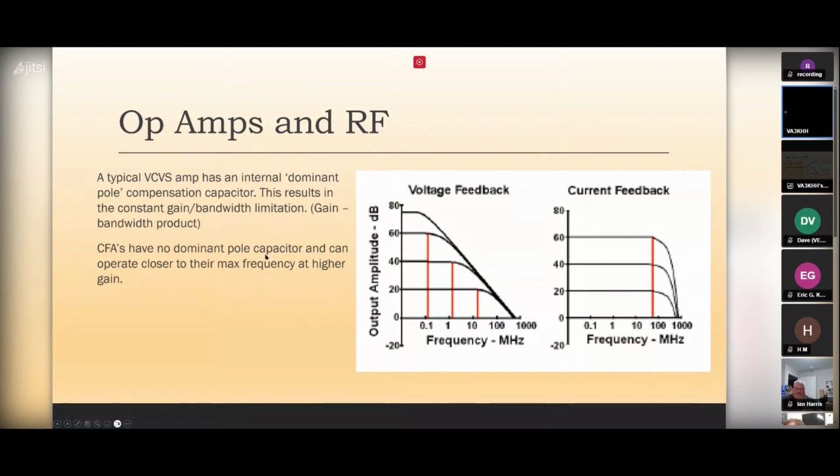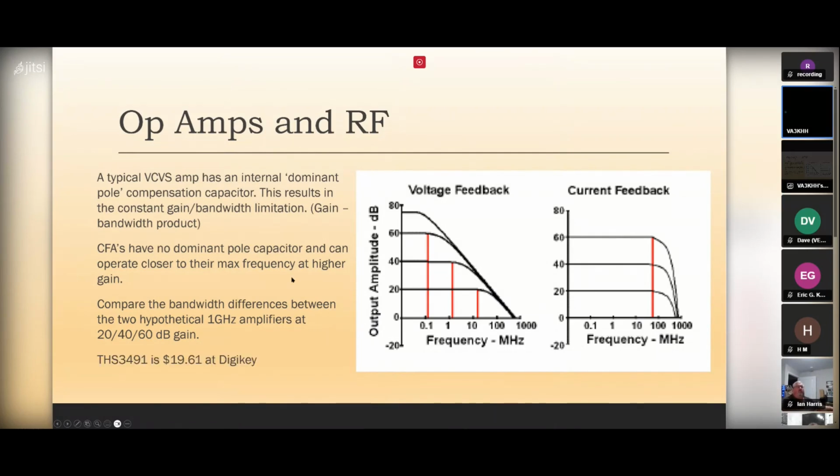And because they don't have that capacitor that kills your gain at the higher frequencies, they can run at a much, much higher maximum frequency. And this is just explaining what these charts are showing. This is a hypothetical one. It's not an actual amplifier, but it's to show the relative differences in the performance of these amps. And you pay for it. It's $20 for this chip at DigiKey.